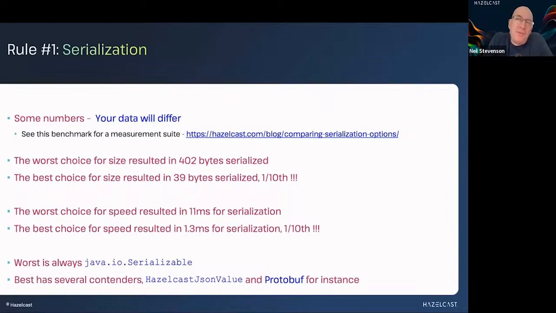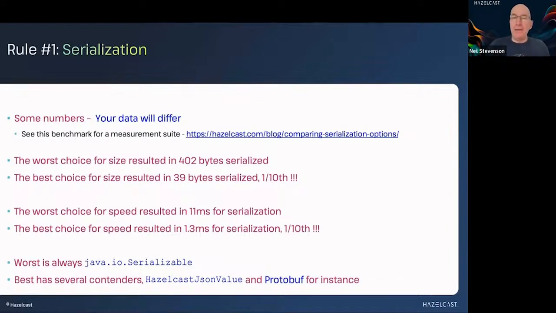We said about some numbers, and 10 times is really the only thing you've got to remember. This was just some experiments we did with some data. Your data is going to be different, so your numbers are going to be different. But we serialized an object using Java standard, Java IO serializable, and it came out at 400 bytes. I forget which one was the more compact. I think in this case it was the JSON one. Go JSON. And it came out about 40 bytes. So it's like a tenth of the size.